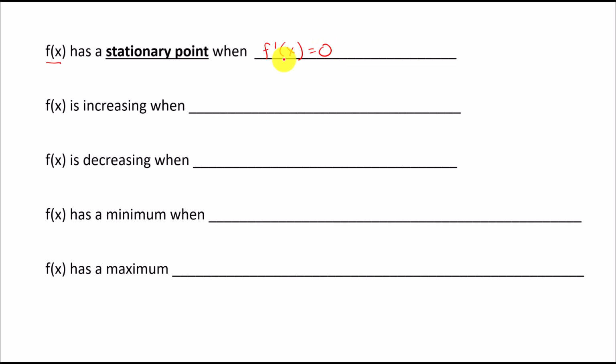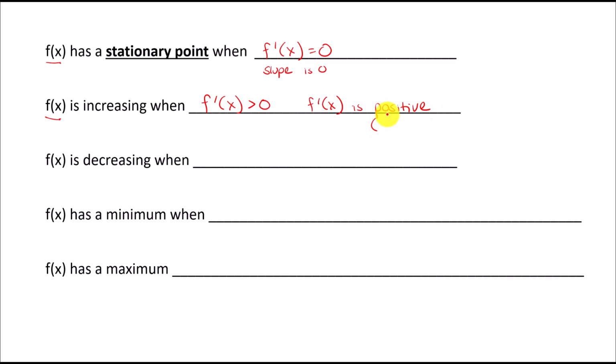And think about what f prime means. F prime is the derivative, which is slope. So when the slope of my curve is 0, we have a stationary point. F of x is increasing when f prime of x is greater than 0. And I need you to think about what that means. F prime of x is greater than 0, which is the same thing as saying f prime of x is positive.